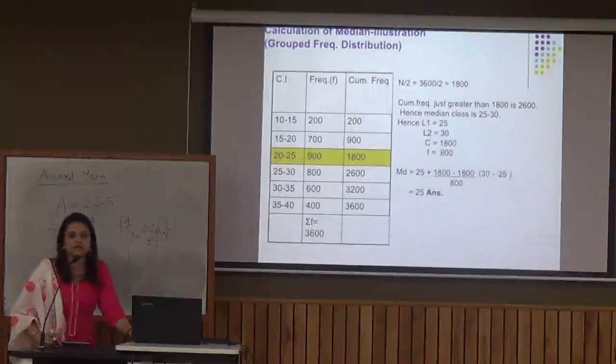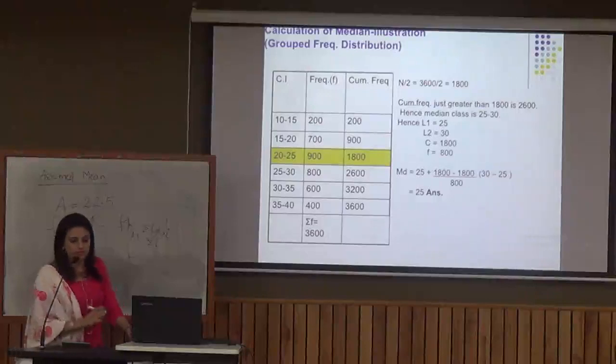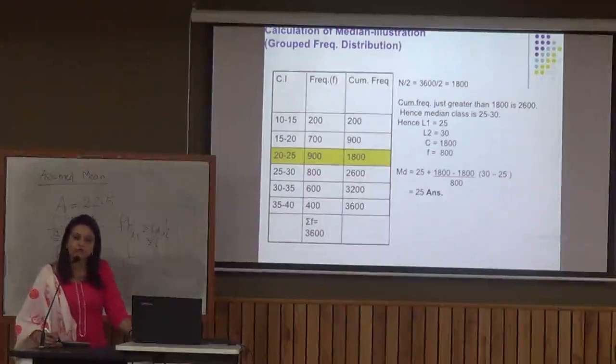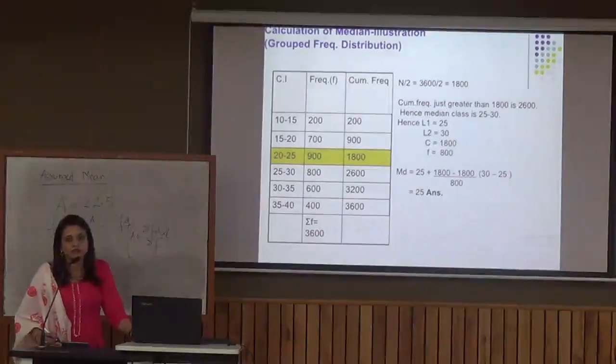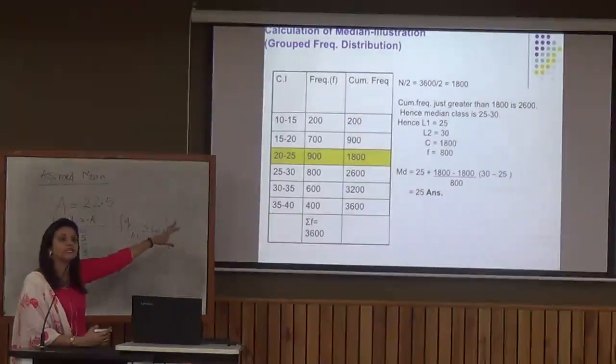Another thing that we're going to do is the median. For the median, you have a formula which is L plus n by 2 minus Cf upon F into H. For that, you should know the method to find out cumulative frequency. As you can see here, we first find out the total value of the frequency. The total value of frequency here is 3600, divided by 2, and you get 1800.